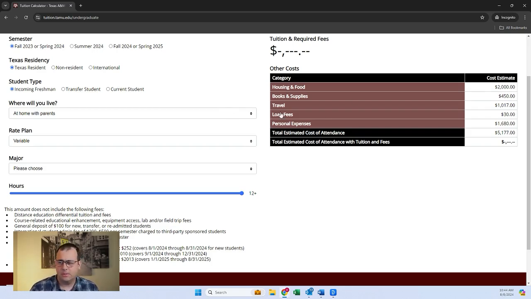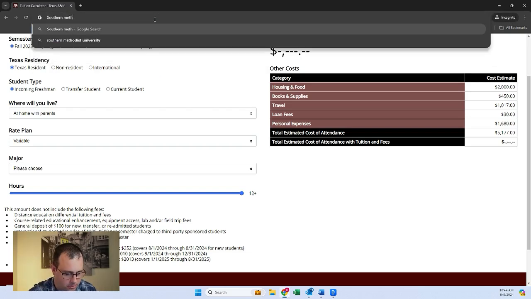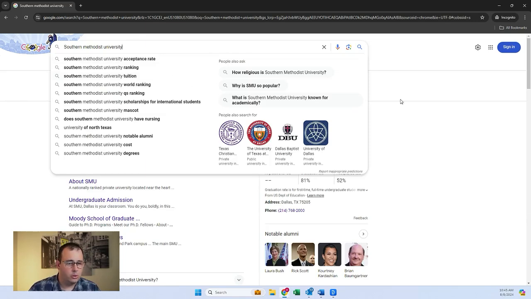So these are A&M's numbers. Let's go back and look at Southern Methodist. So I'm in the DFW Dallas area. So SMU is one of the universities we have here. It's a private school.